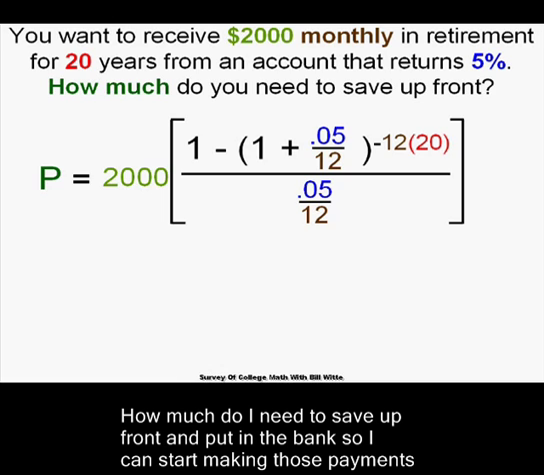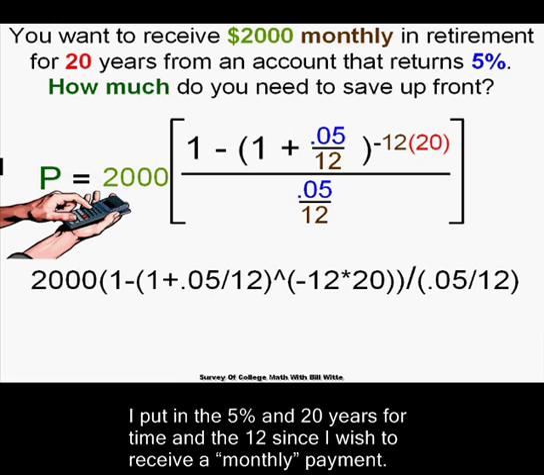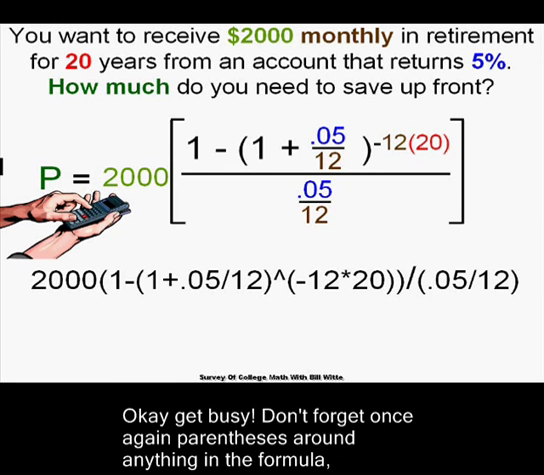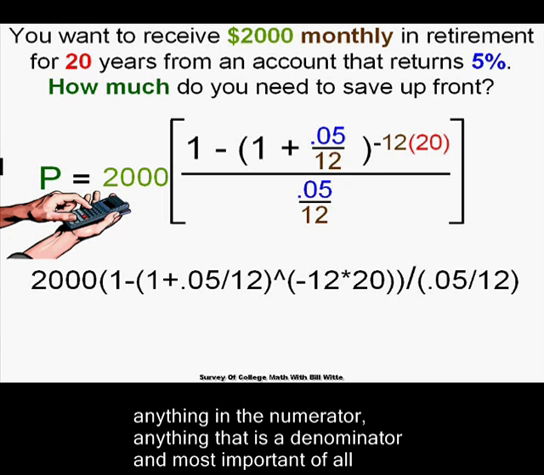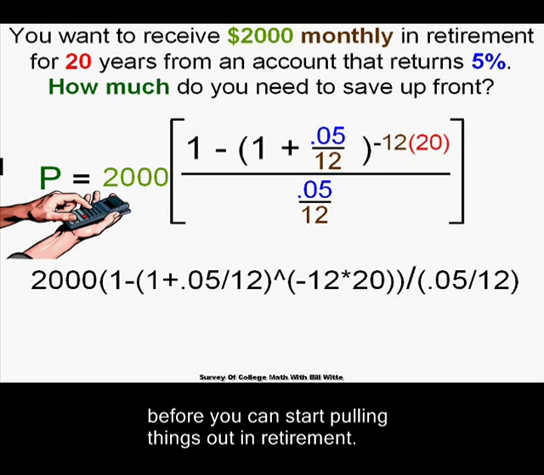Now, let me put the amounts in. Notice that the $2,000 is the monthly payment. I put in the 5%, the 20 years for time, and the 12 for the monthly payments. Okay, get busy. Don't forget, once again, hopefully to the point where you're sick of it, that you're going to put in parentheses around anything in the formula. In addition to that, anything that is a numerator, anything that is a denominator, and most important of all, anything that is an exponent. Okay? And this comes out, you're going to have to save that amount before you can start pulling things out.